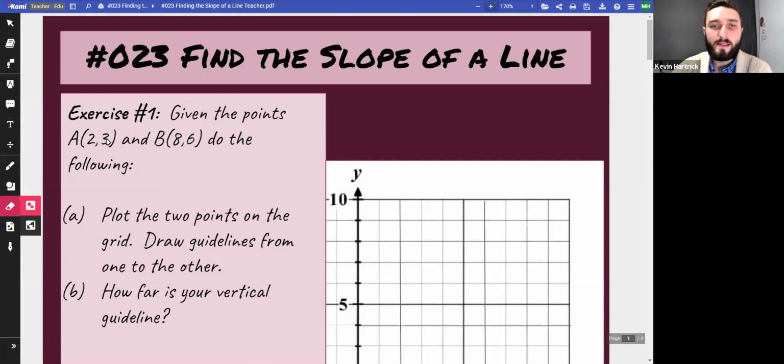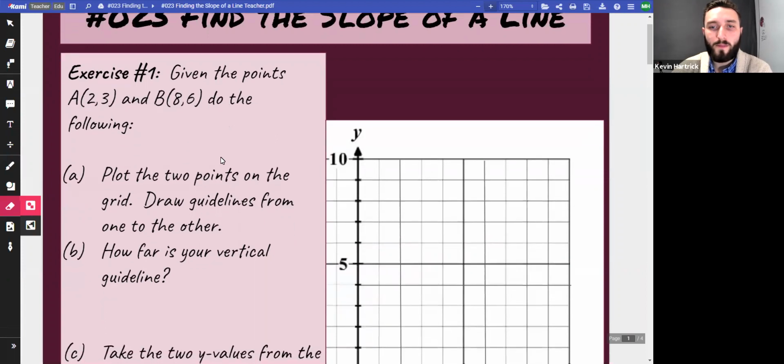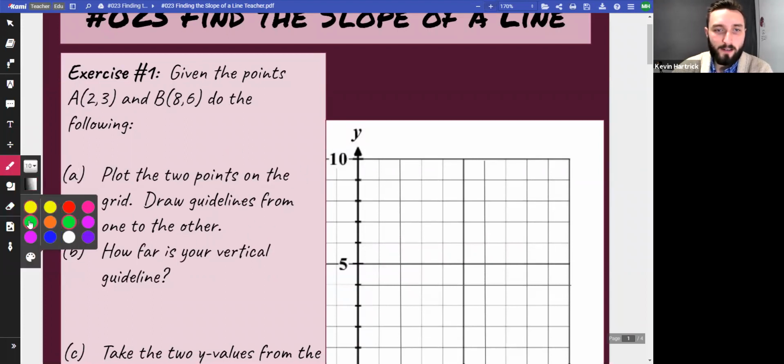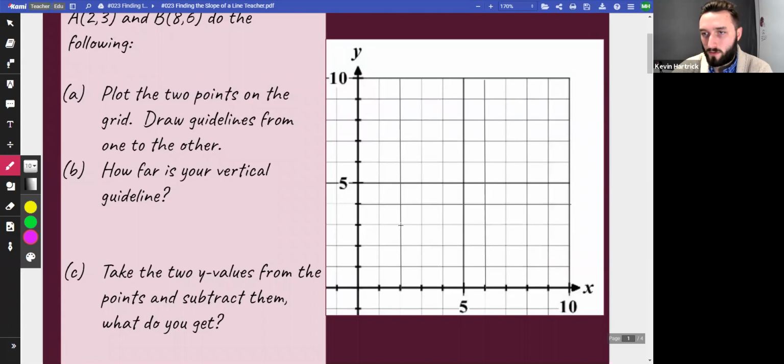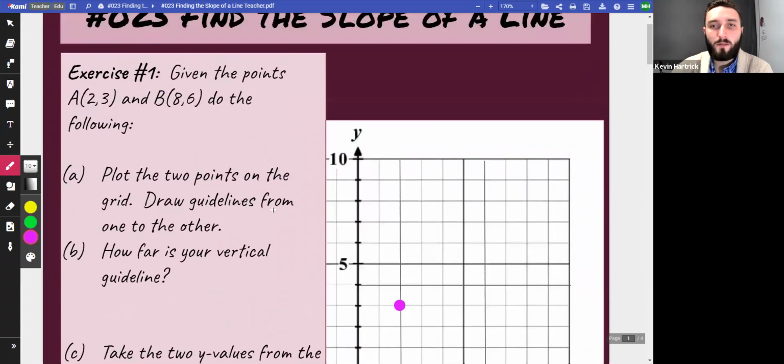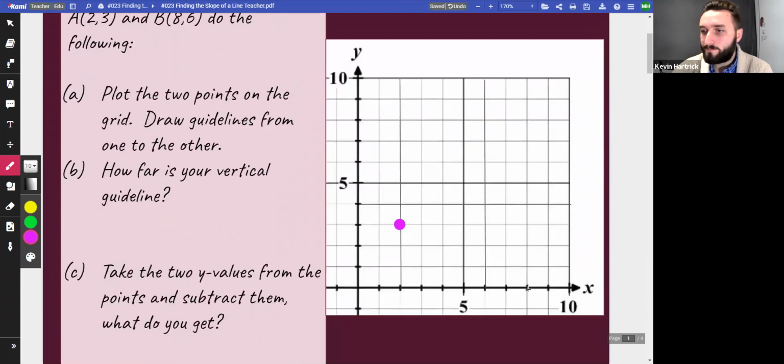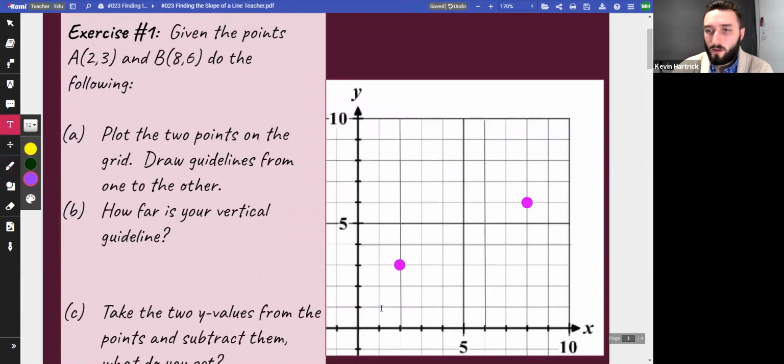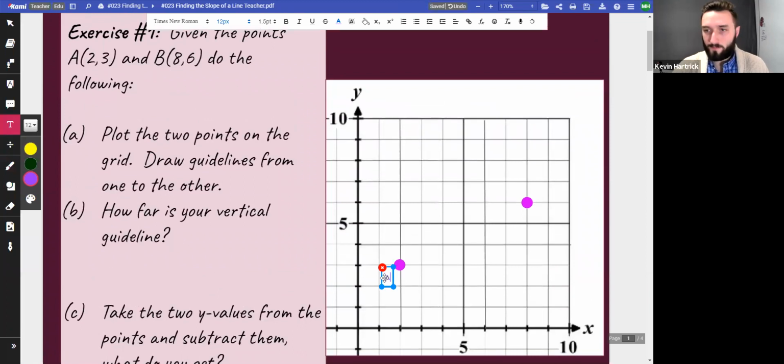It says, given the points A, 2, 3, and B, 8, 6, do the following. A, plot the 2 points on the grid and then draw guidelines from one to the other. So essentially they're asking us to draw a roadmap to get from one point to the next. So A is 2, 3. So 2, 3 should be right there. And then B is 8, 6. There's our 2 points. Let's label them. There's A and there's B.